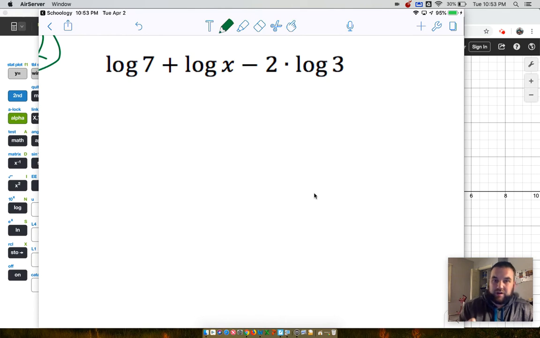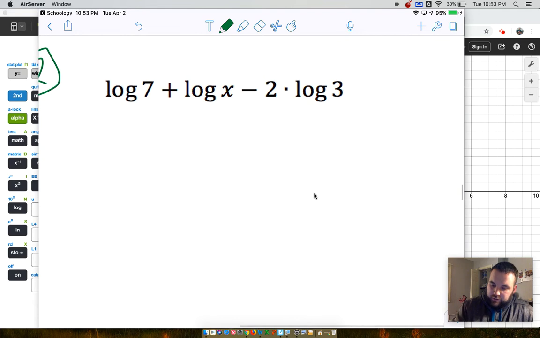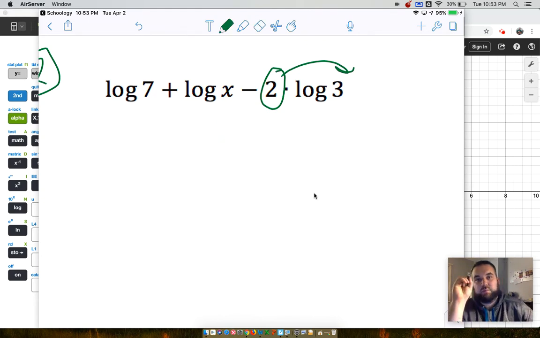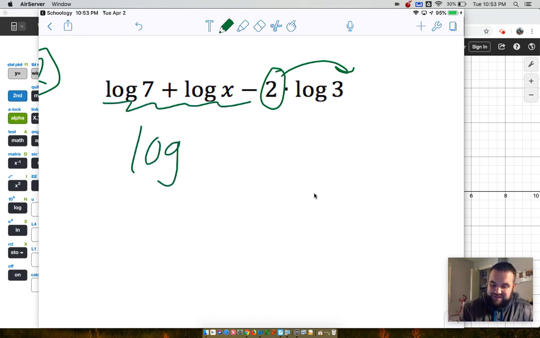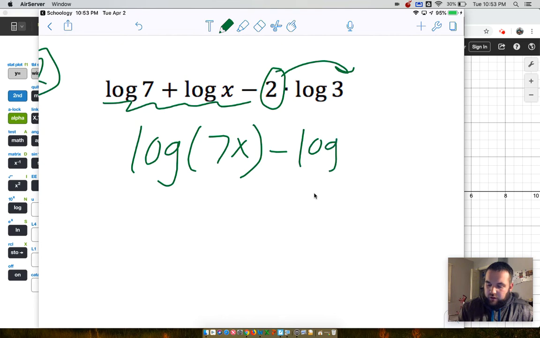Here, again, I'm working in base 10, and I know that because I don't see a small base number. I do want to go ahead and get rid of this 2 right away, so I'm going to ship that up to the top. So I got log 7. Actually, you know what? I'm going to do 2 things at once. I'm going to move the 2 up to the power of 3, but I'm also going to combine these 2 logs together. So 7 times x, I can't do anything with, so I'll just call that 7x minus log of what has now become 9.